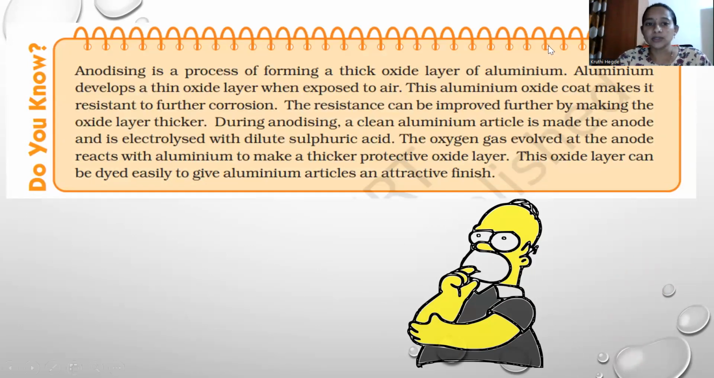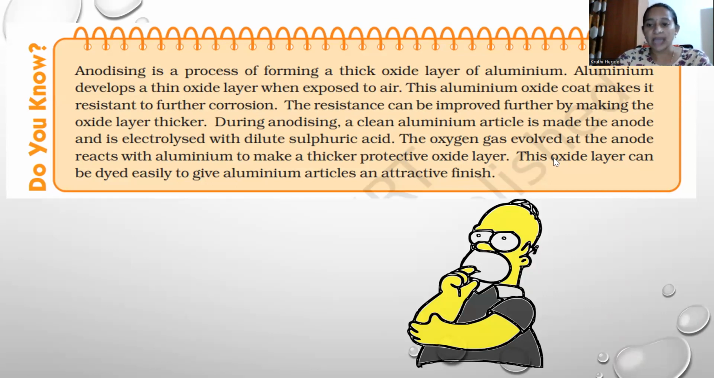Anodizing is a process of forming a thick layer on aluminium. Aluminium develops a thin oxide layer when exposed to air. This aluminium oxide coat makes it resistant to further corrosion. The resistance can be improved further by making the oxide layer thicker. During anodizing, a clean aluminium article is made the anode and is electrolyzed with dilute sulfuric acid.